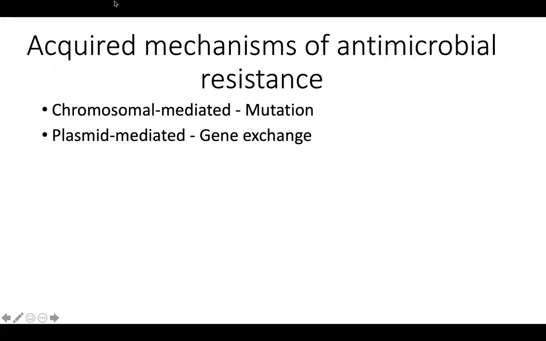Now, acquired mechanisms of antimicrobial resistance can either be chromosomally mediated, so passed down generations, and we refer to this as mutation. So there can be a mutation in the gene of interest, or they can be plasmid mediated. Remember, plasmids are extra chromosomal genetic material, and this can be shared amongst bacteria through the process of conjugation using sex pili.